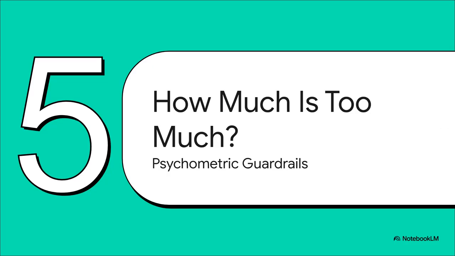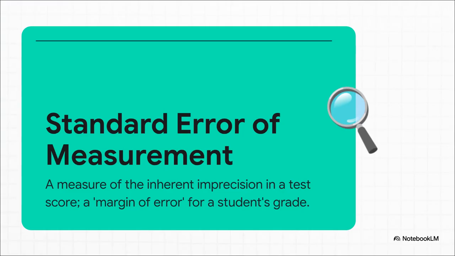And this leads us to the final, and maybe the most critical question of all. We decided on a 5-point adjustment. But why not 10 or 20? I mean, how do you know when you've gone too far? This is where you absolutely need psychometric guardrails. The most important guardrail is a concept called the standard error of measurement, or SEM. Look, no test is perfectly precise. Think of the SEM as the margin of error for any given test score. It helps us quantify that uncertainty and tells us the likely range where a student's true ability actually lies.